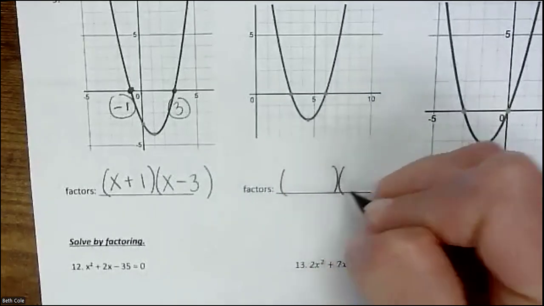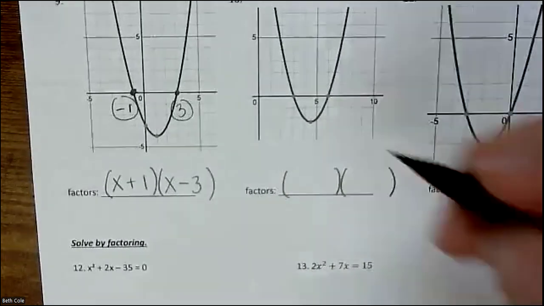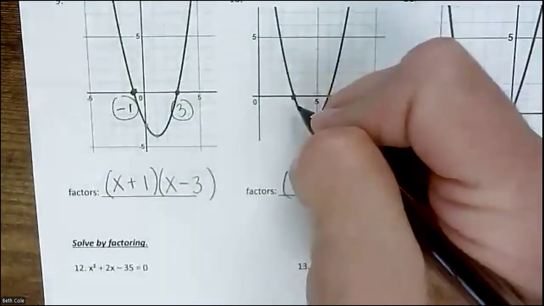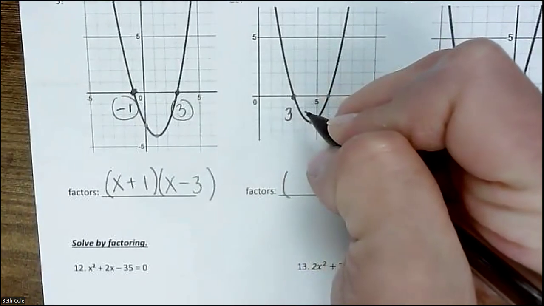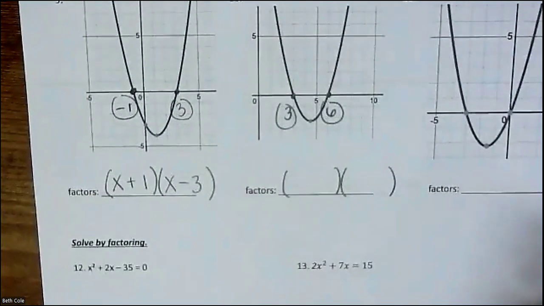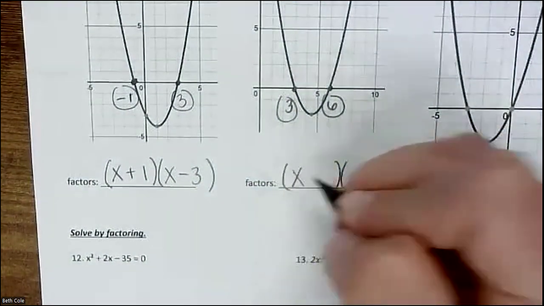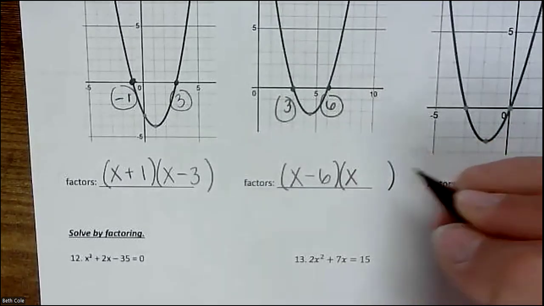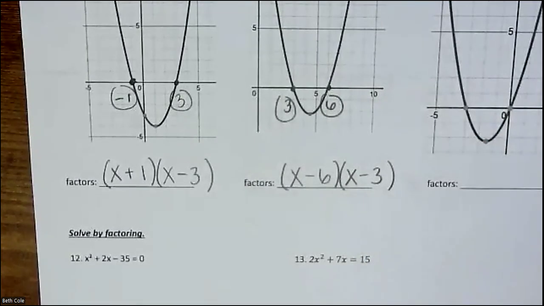All right, let's try that again. Draw your 2 parentheses. Where is this first 0 or x-intercept? That one's at 3. Stop talking. And then this one is at 6. Good job. No. We're going to have x minus 6 and x minus 3. I was going to put them in the other order, but it doesn't actually matter.